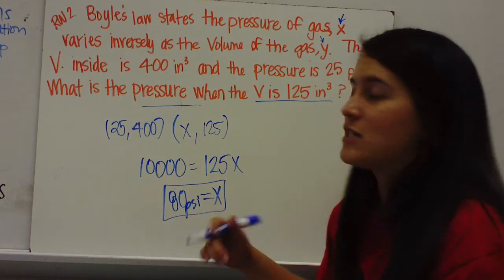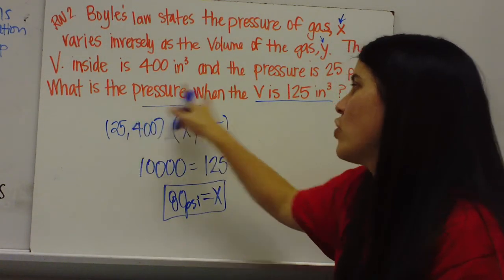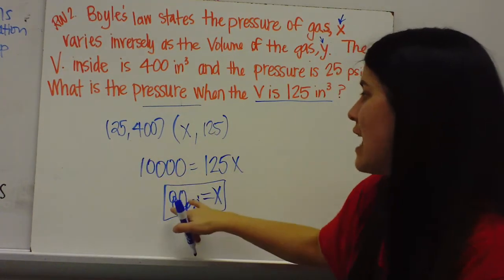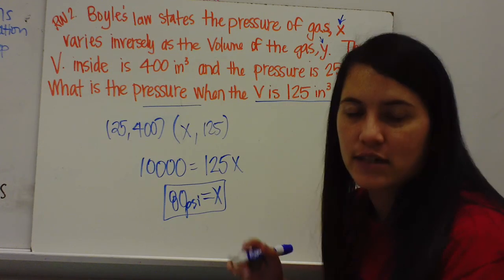And that should make sense, because as my volume went down from 400 to 125, my volume decreased. From 25 psi to 80 psi, my psi increased. So that should make sense.